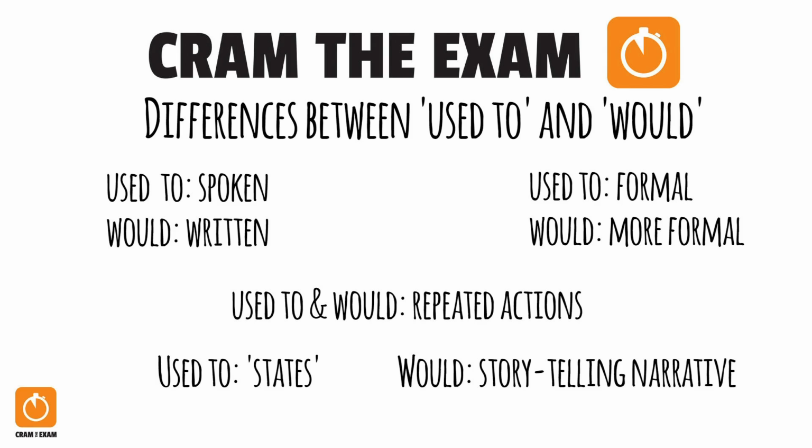We can, of course, say used to as well when we're telling a story. It's just that would sounds a little bit nicer, and it perhaps paints a slightly different picture in the listener or the reader's head. Used to and would, they mean exactly the same thing. So those are the basic differences. Used to is used in spoken language, would is used in written language. Used to and would both are used to describe repeated actions in the past. Used to describes states, things as they were at a particular point in the past, and would is used for telling a story, this storytelling narrative.